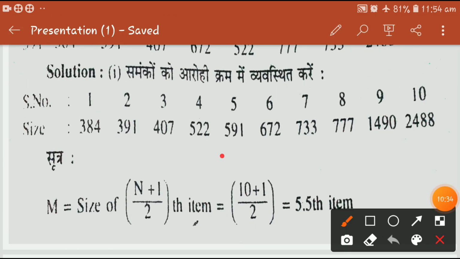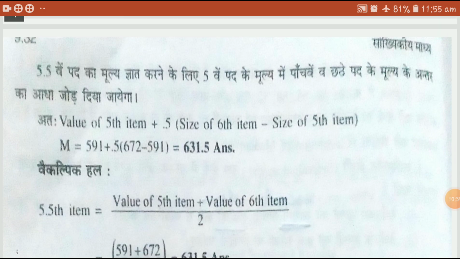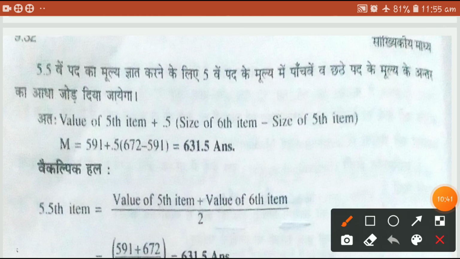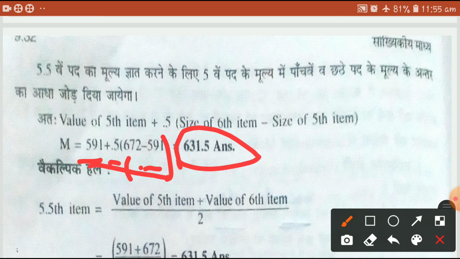591 and 672. Now you have to put these values in this formula. Value of fifth item 591, then you have to add 0.5, put a bracket, size of sixth item. Your size of sixth item is 672, minus the size of the fifth item from it, and your fifth item is 591, bracket close. When you solve this, you will get 631.5 marks.